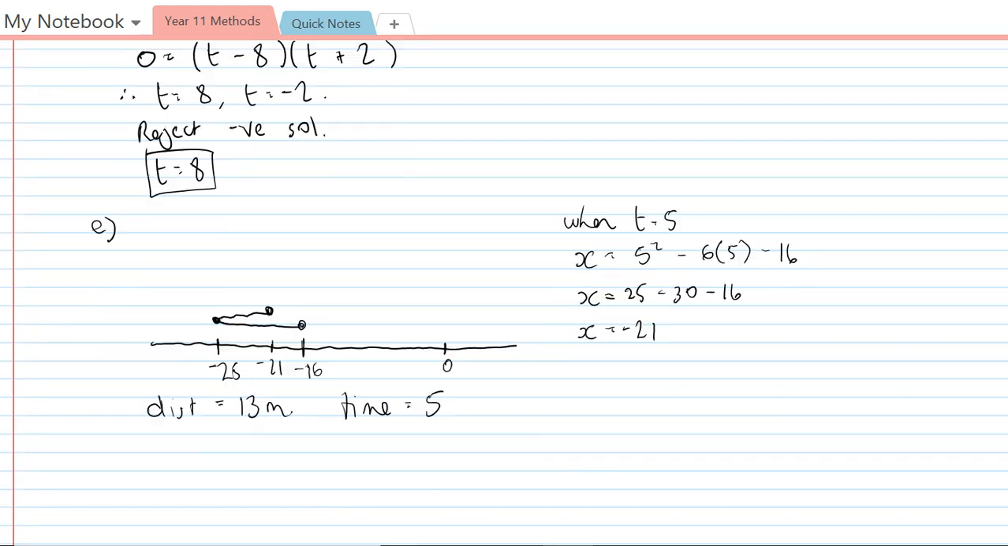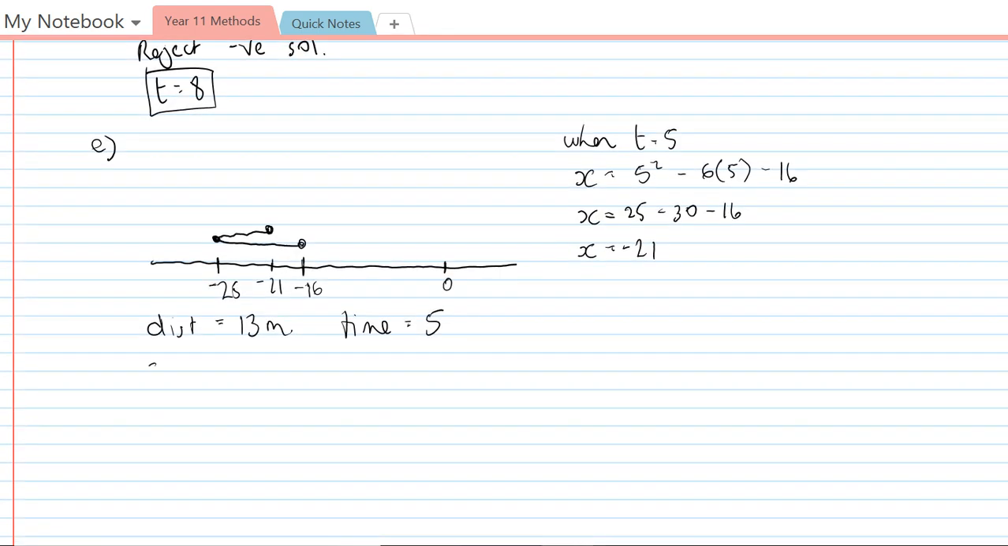So all that I do now is I go speed equals distance over time, which in this case is 13 over 5, which is 2.6. Well, anyway, 2.6 meters per second. So that is the speed.